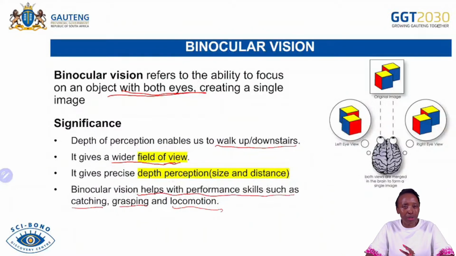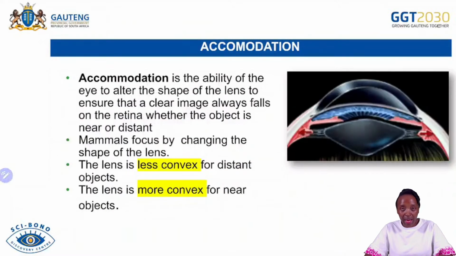You can try doing things with one eye open, one eye closed, and then see when both eyes are open how these things come into play. So that is binocular vision. And then we also have accommodation.